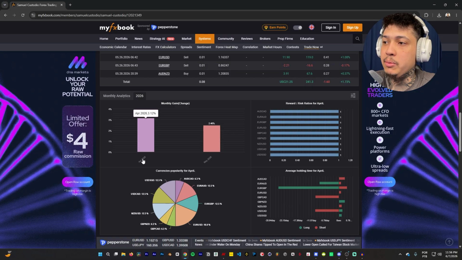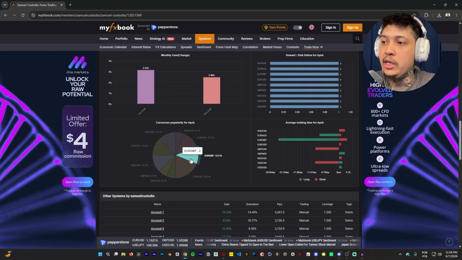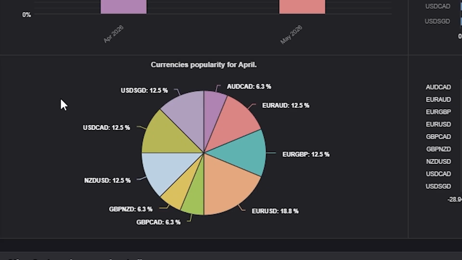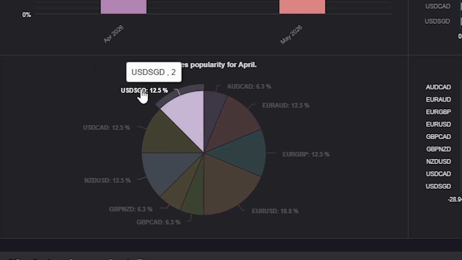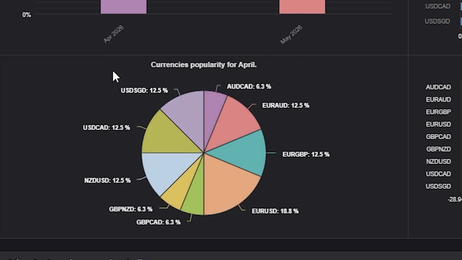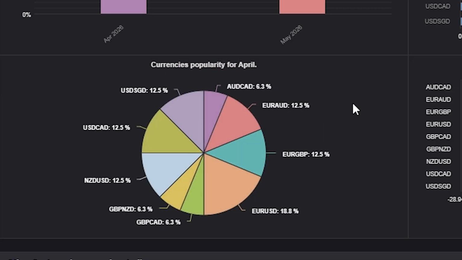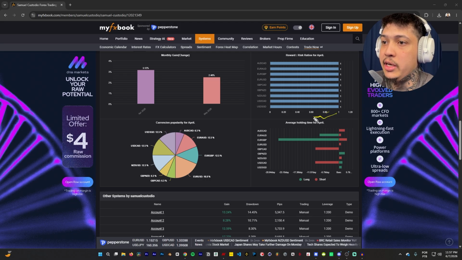So if I click on this bar right here, you can see all the trades that we made, and which currency pairs I traded. So 12.5% of the trades were on USD CAD. Another 12.5% was on USD SGD. Another one was on Euro GBP, 12.5%. I was pretty balanced.